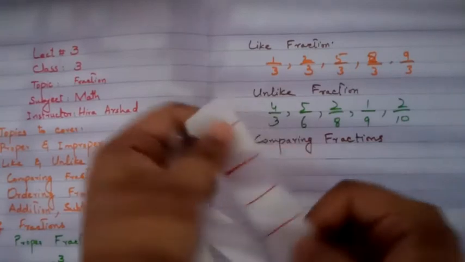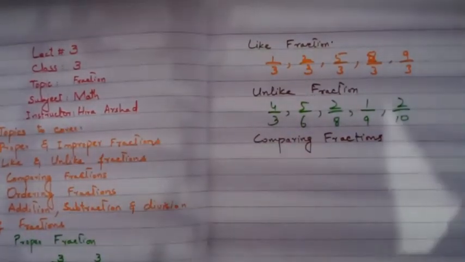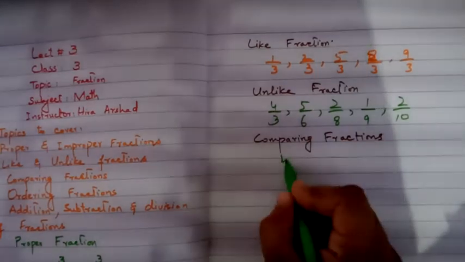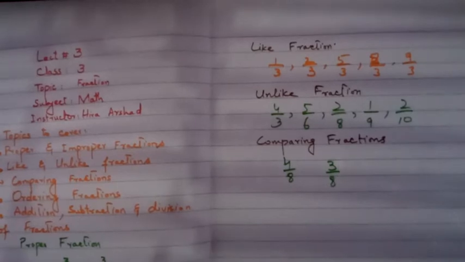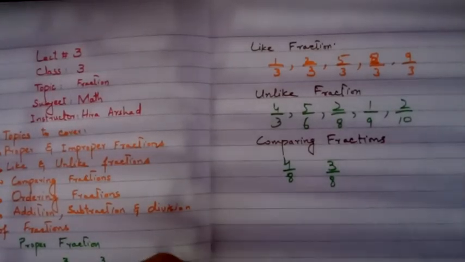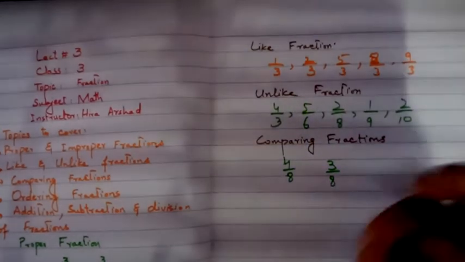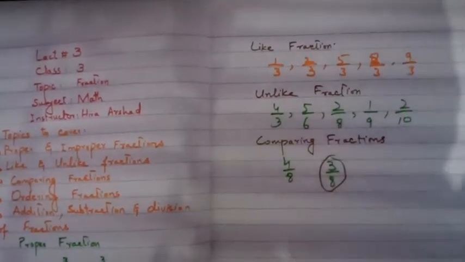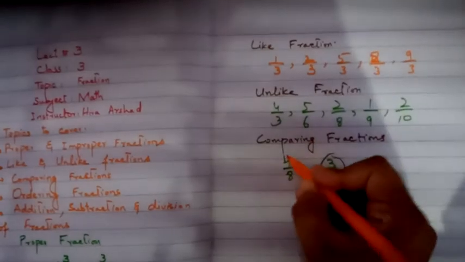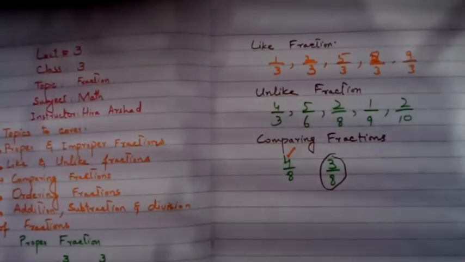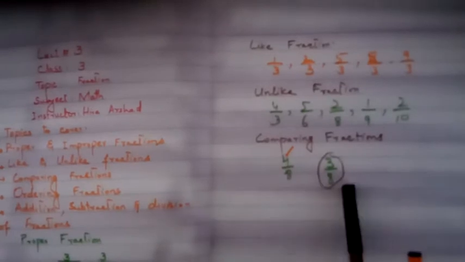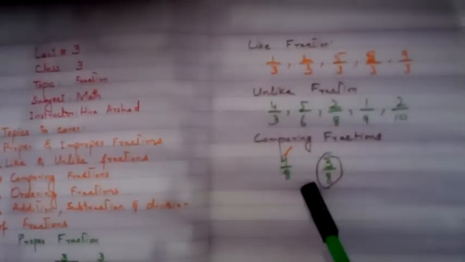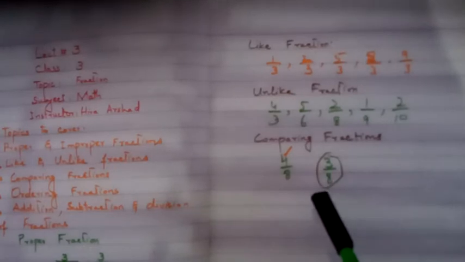Okay, similarly we compare the fractions like that. If I have a fraction 4 by 8 and 3 by 8, which fraction is less and which fraction is greater? The lesser fraction is 3 by 8 and the greater fraction is 4 by 8 because it has 4 parts of 8 whole. This fraction has 3 parts of 8 whole, so 4 is greater than 3. It is a like fraction because both denominators are the same, 8.